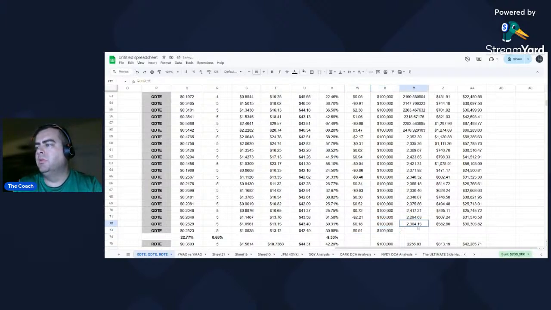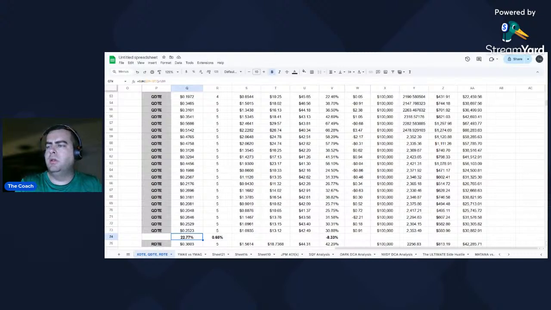We're averaging 1% a week. Okay, so on $100,000, this would get us this many shares. This would be the weekly income, $593.90. Annual, $30,882.91. Okay, so the net realized return here is actually 22.77% minus 8.33.